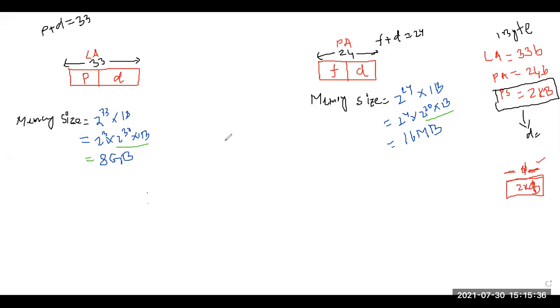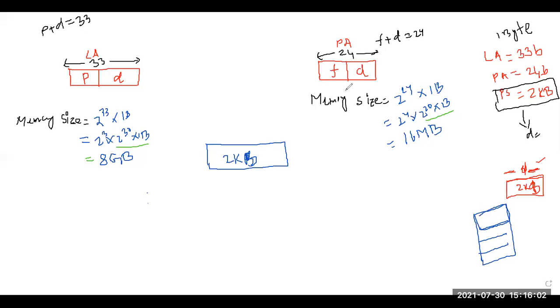Fine. Now what is given? Now the page size is given. How much is the page size? The page size is 2 KB. Suppose this is my secondary memory. The secondary memory is divided into terms of pages, right?